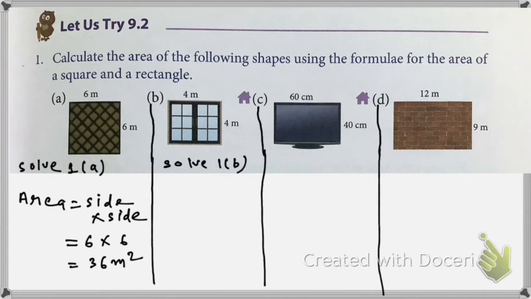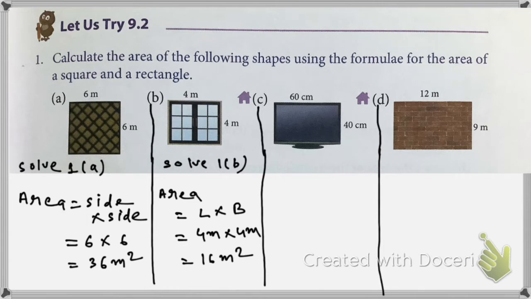Okay, area will be length into breadth. Length, what is the length here? 4 meter. And what is the breadth here? 4 meter. So the answer will be 16 m square.